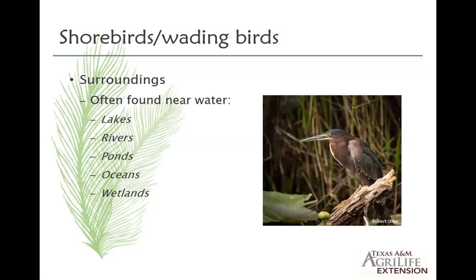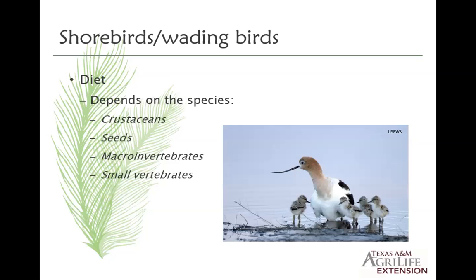All right, we will now talk about specific bird groups. Shorebirds and wading birds are going to be our first birds that we'll talk about. Shorebirds and wading birds have aquatic habitats, so they'll live in lakes, rivers, ponds, oceans, and wetlands. Their diet depends vastly on the species, but most of these birds are going to eat crustaceans, seeds, macroinvertebrates, and small invertebrates, kind of like fish.